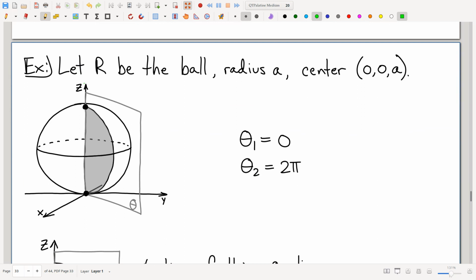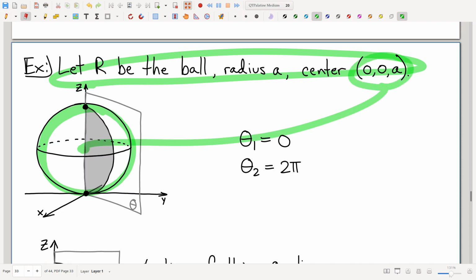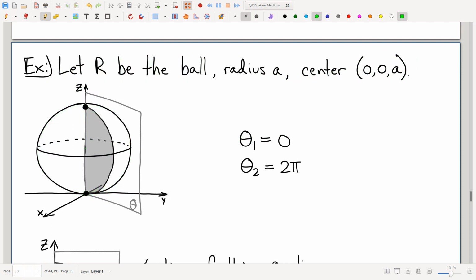Got a domain, a ball, off-centered, centered on the z-axis. Okay, all right. But by the way, we could try to do this in cylindrical coordinates. That would be a reasonable option. It's not going to work as well as what we're about to do here, but anyway, it's reasonable.